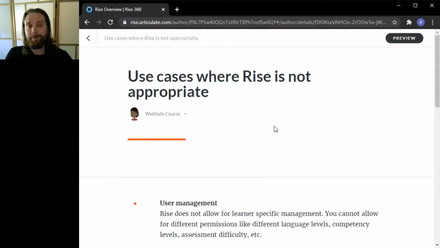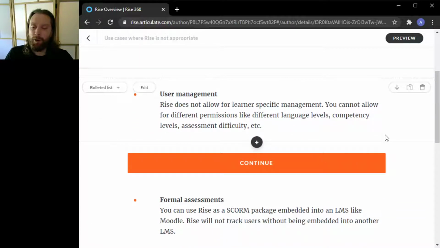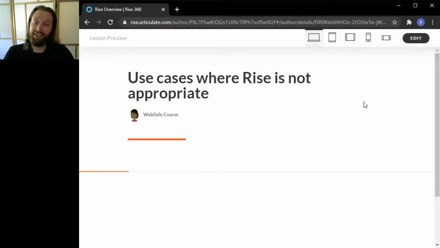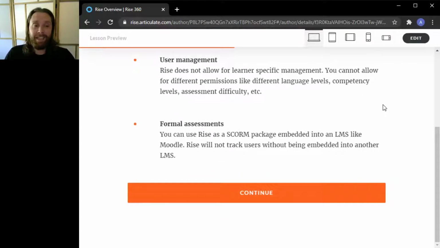The other thing about Rise is formal assessments. I'm going to actually view this as a course. We can look at these one at a time. Let's do that. Here's a case where Rise is good. This lovely interface. Okay, user management. The second is formal assessments.